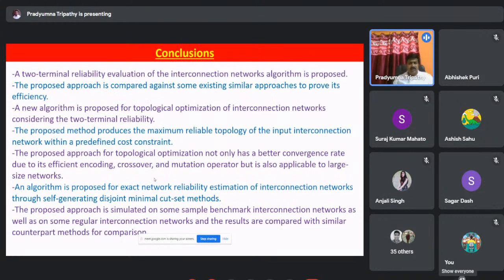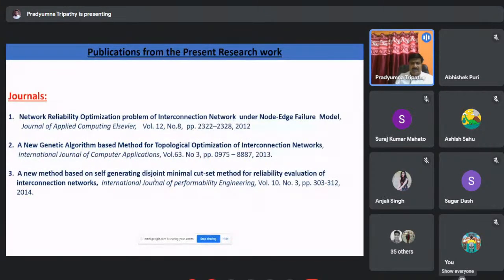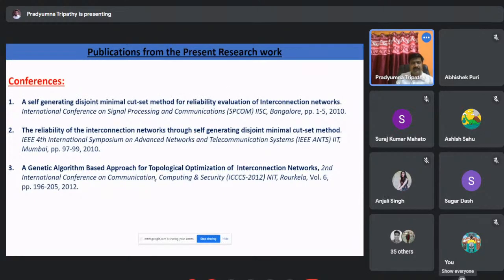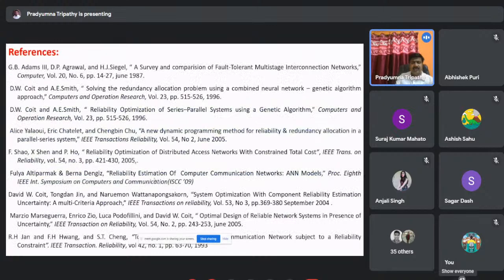So these are the conclusions for today's discussion. We have seen the two terminal reliability evaluation of interconnection networks and the proposed algorithm. We compared this algorithm with some similar approaches and saw how efficient it is. We discussed topological optimization and how to produce a reliable topology. We discussed how to compute the exact network reliability estimation and how it is applied on some sample benchmark networks. These are some publications from the work I have discussed today, and some references as well.